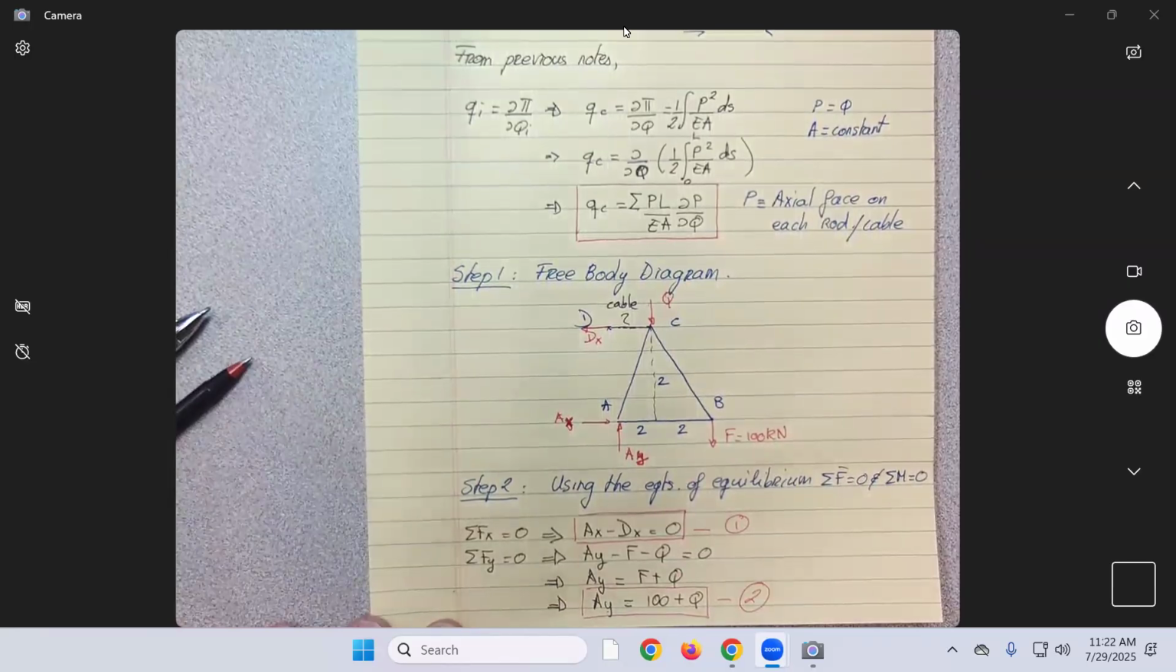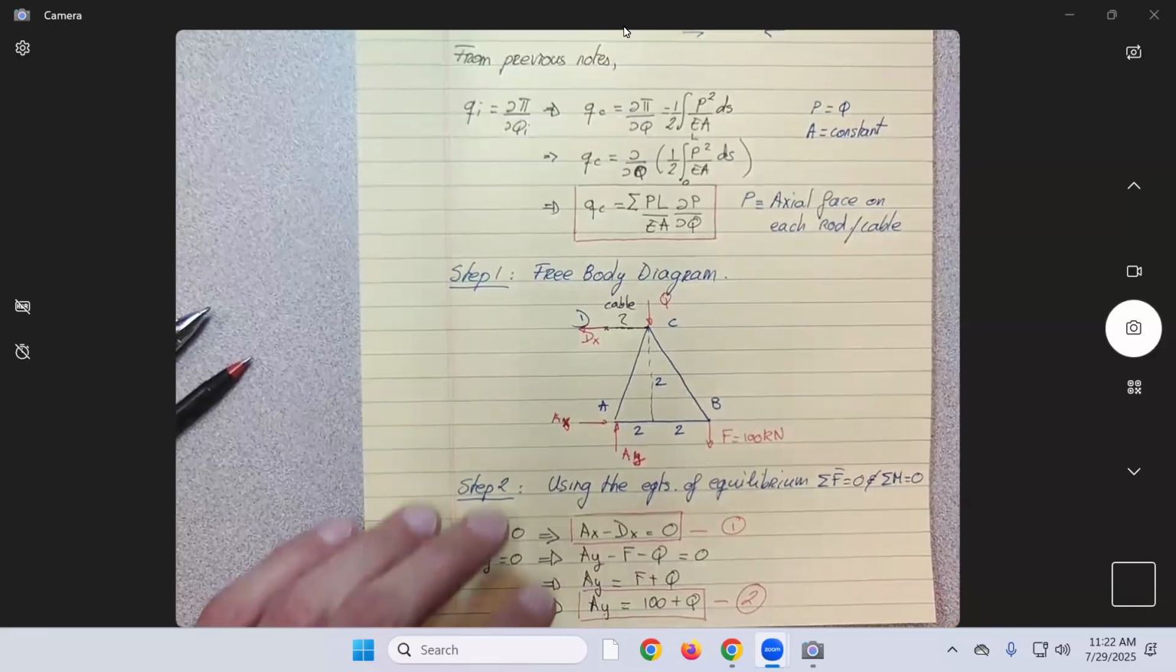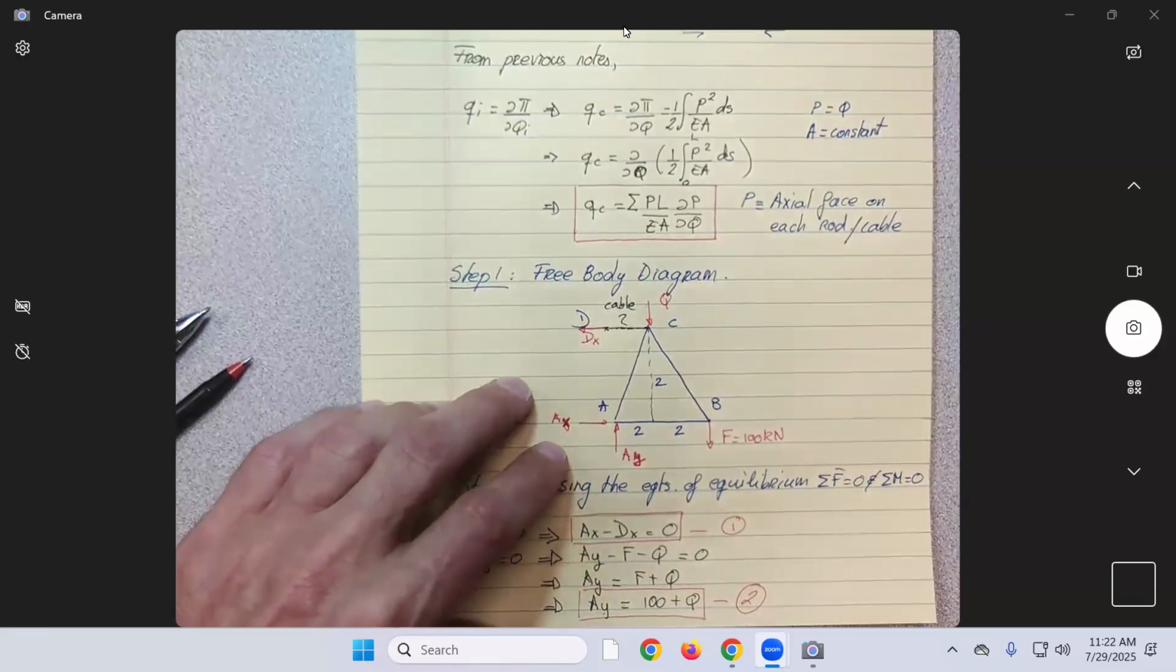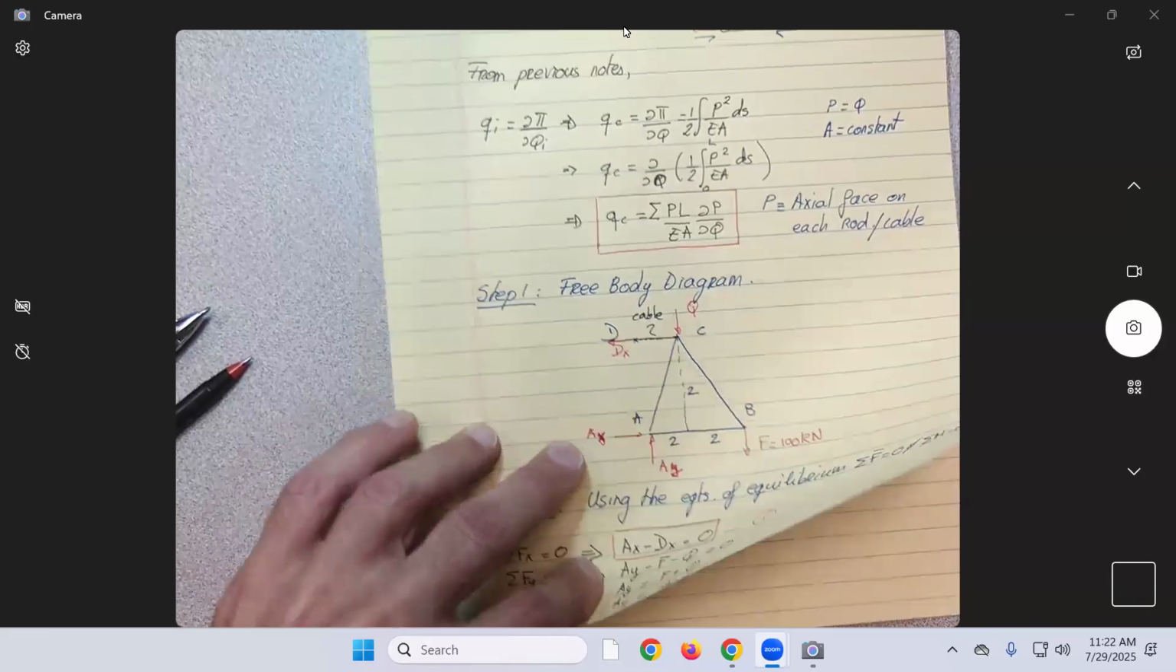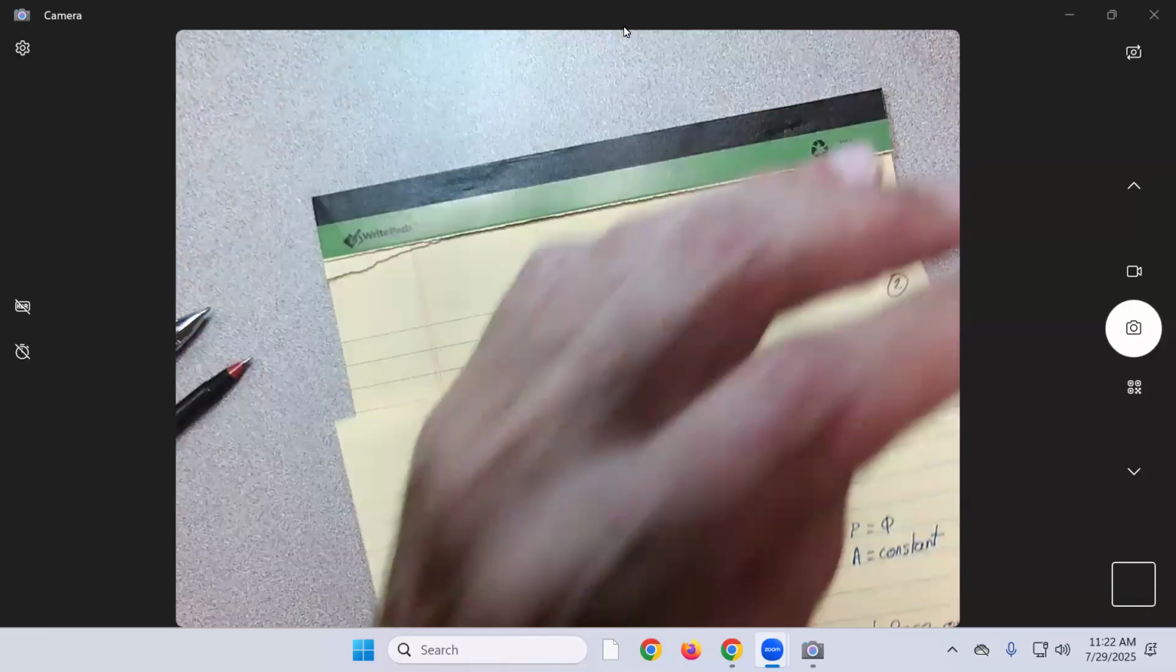Okay, and let's say that will be our equation 2. So first unknown, AX minus DX equal to 0. Second one, AY equal to 100 plus Q. Third equilibrium equation will be to take the moment equation.